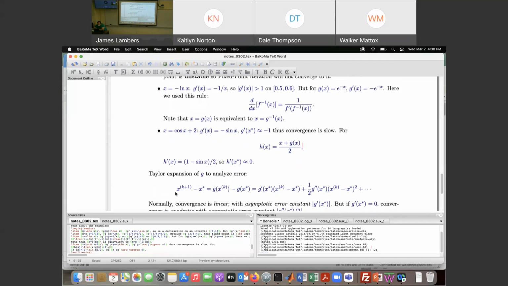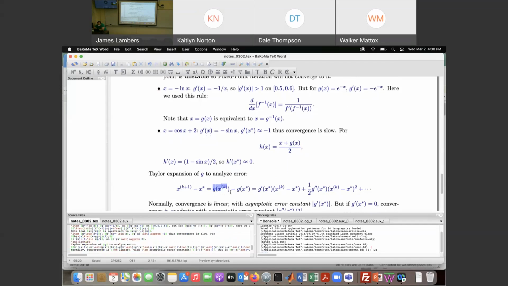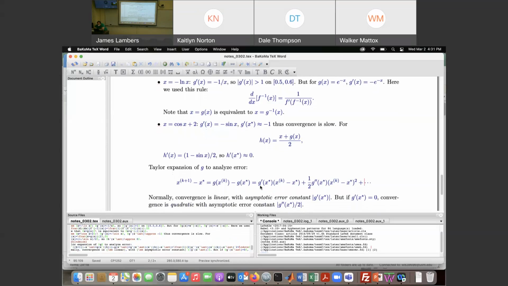Now, looking at how the error behaves, the error after k plus 1 iterations is the same as g of xk minus g of x star, because x star is the root. So x star equals g of x star. But now I can Taylor expand g of xk around x star. And this is what I get. And we see that the new error is equal to the old error times the derivative plus some lower order terms. So that's why this factor here, g prime of x star, that's the asymptotic error constant, or its absolute value is.